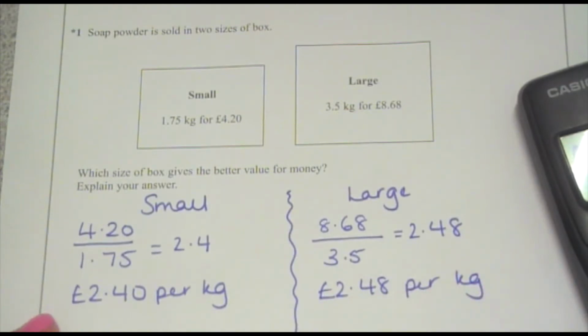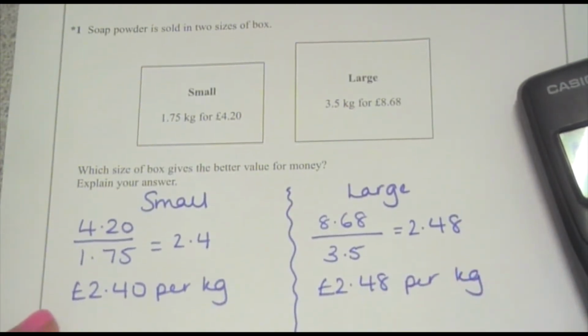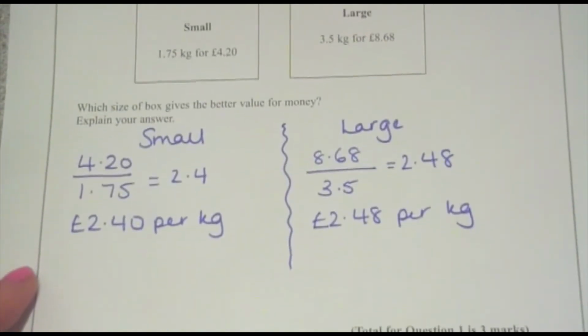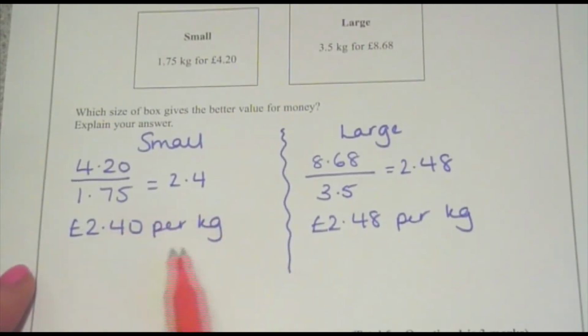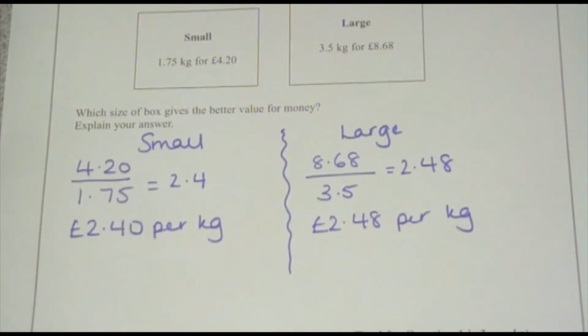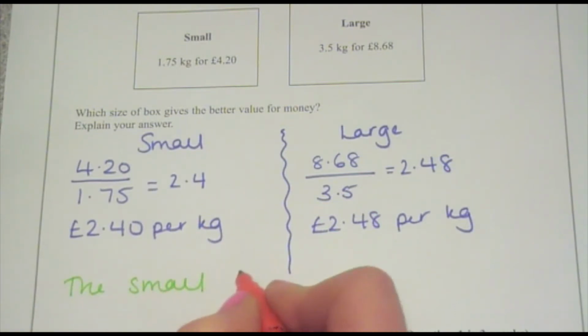So I've compared the two, now I need to explain which one gives a better value for money. It's pretty obvious from my workings that the small one is cheaper because I get more for my money. In the large box it costs 8 pence more per kilogram. I need to then write that in a sentence at the end. So I'm going to write that the small box is better value for money.